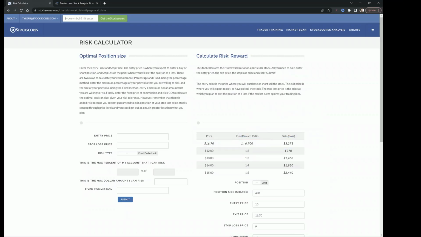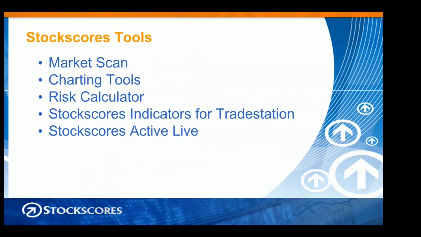Okay, so that's the reward for risk calculator. It's useful for compiling your results, helping you come up with the position sizing. All right, now let's talk about Stockscores indicators for Tradestation.